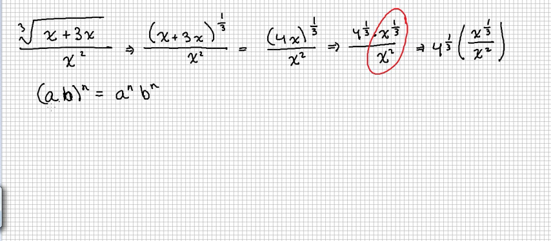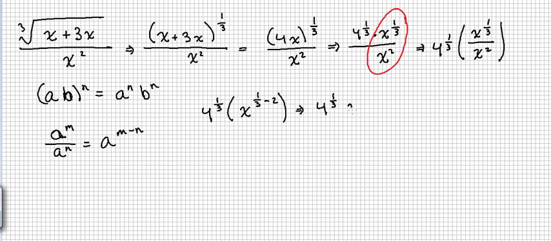Now we use our exponent rule. We have a to the m over a to the n, which is going to equal a to the m minus n. So we'll have 4 raised to the 1/3 power multiplied by x to the 1/3 minus 2. That's going to give us 4 to the 1/3 times x to the 1/3 minus 2, and to compute that we've got to get this into a common denominator. So we're going to have 2 times 3 over 3.